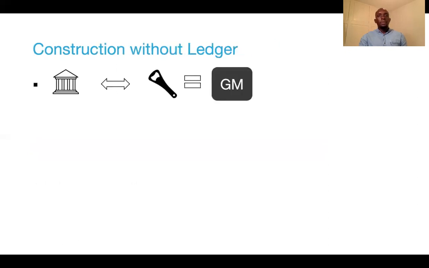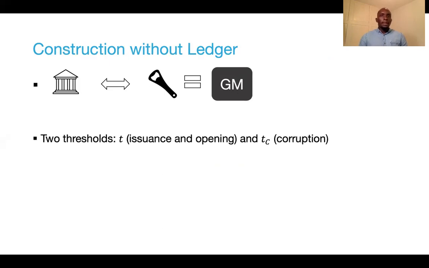The full version of the paper also presents a construction without ledger. The downside of this construction is that although the issuance and opening are still fully threshold, it now requires the roles of issuer and opener to be combined. The main idea here is just to introduce a corruption threshold T_C that is different from the issuance and opening thresholds. The issuance and opening thresholds here are assumed to be the same, T, for simplicity, but they could, of course, be totally distinct.